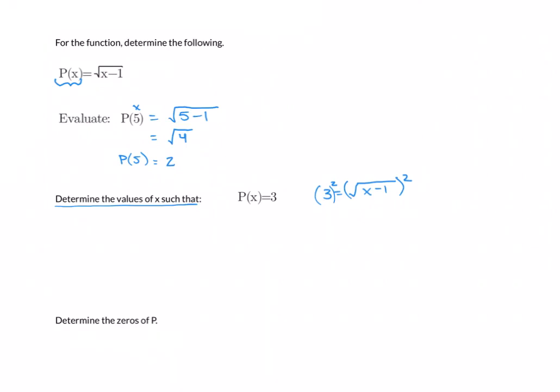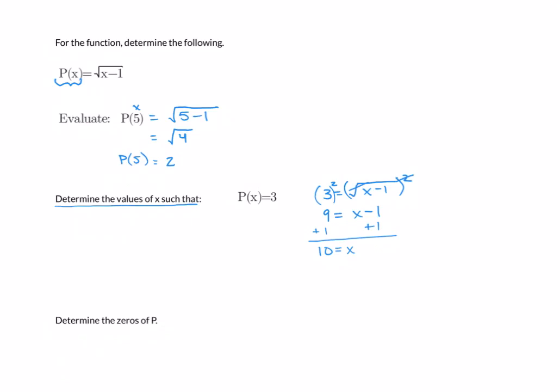If we do this, we get 3 squared is 9. On the right, my square and my square root cancel, leaving me with x minus 1. And to solve for x, we add 1 to both sides. So we get 10 equals x.